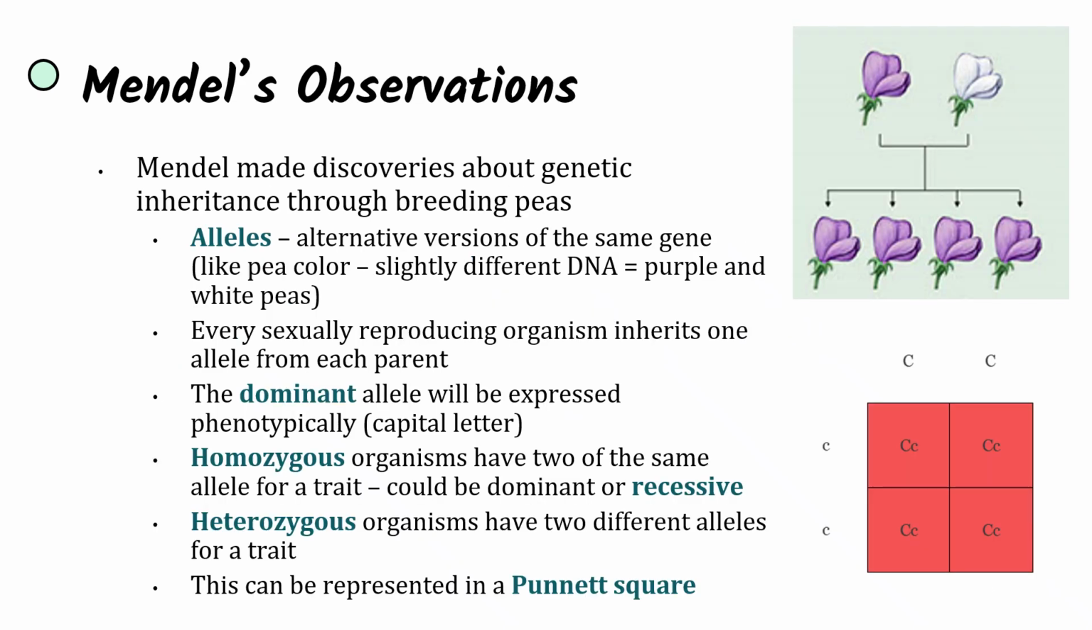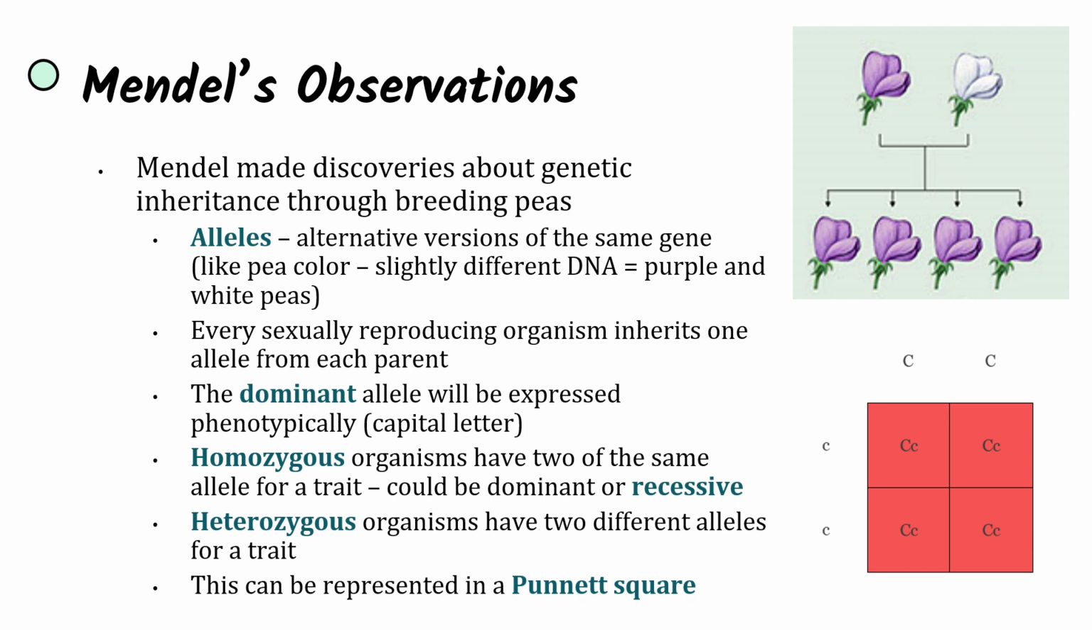I've mentioned the name Mendel a few times today, and now I'm going to explain who he is. Gregor Mendel was an Austrian monk who did a lot of breeding of pea plants in his garden. And he made some discoveries about genetic inheritance through breeding these pea plants that he then documented, and that's how we have the modern study of heredity.